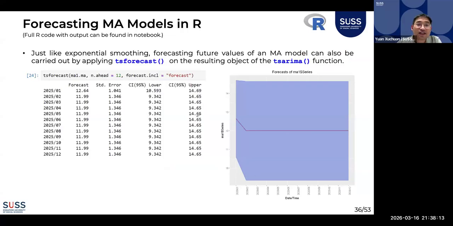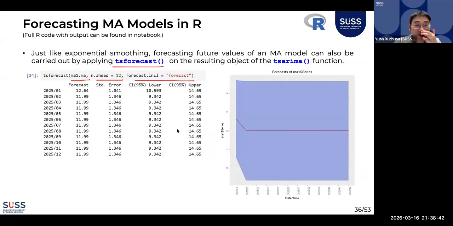So you can use the TS forecast function in R in this package to do the forecast. This is your model, and this is your 12 periods ahead. Suppose you want to forecast the next 12 months. And then you can plot the forecast values.